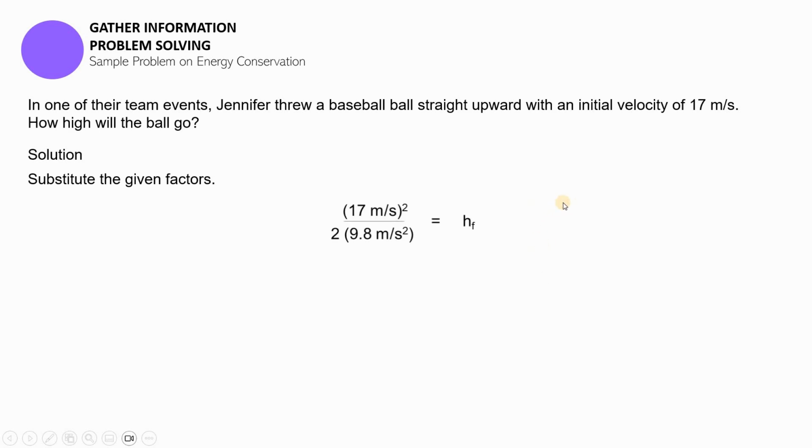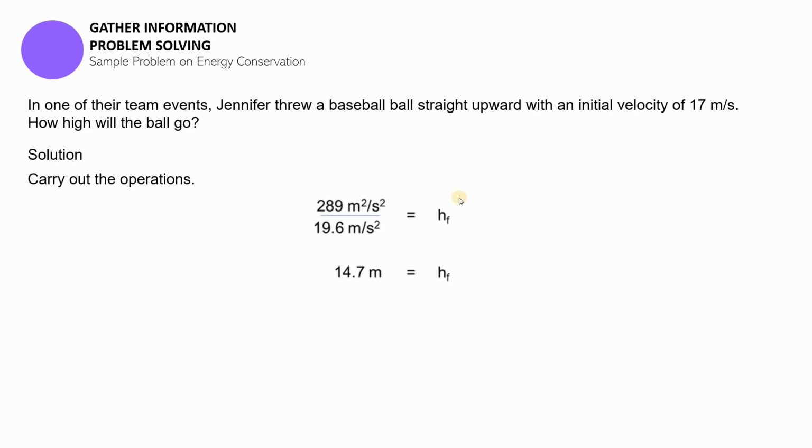All right. So for the missing factors, we plot them like this: 17 meters per second, which is going to be squared later on, divided by 2 times 9.8 meters per second squared. It's going to be equal to the final height. Okay, so we carry out the operations. What will you get? You square it, and then you multiply.